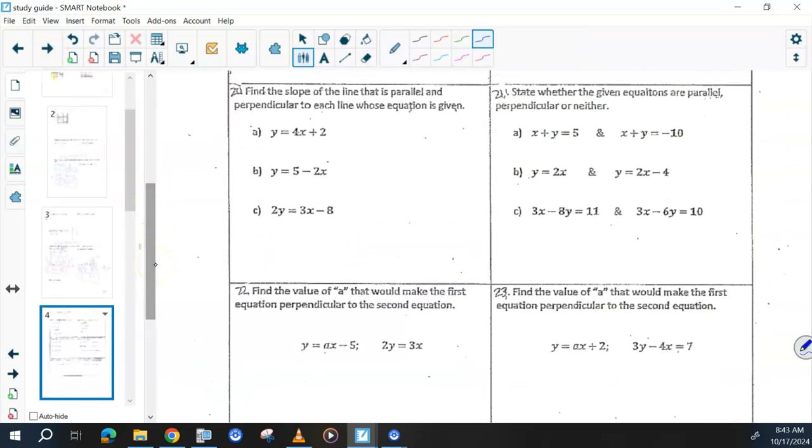And number 20 on page 4, find the slope of the line that is parallel and perpendicular to each line whose equation is given. So the first one is in slope-intercept form already. So for the parallel slope, what would that slope be? 4. It has to be the same. And then for the perpendicular, what would that slope be? 2 is the y-intercept. Negative 1 over 4.